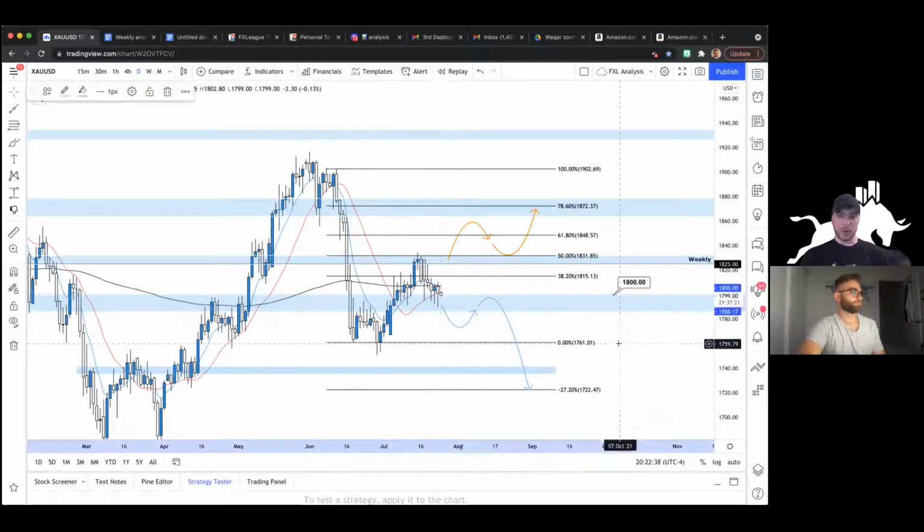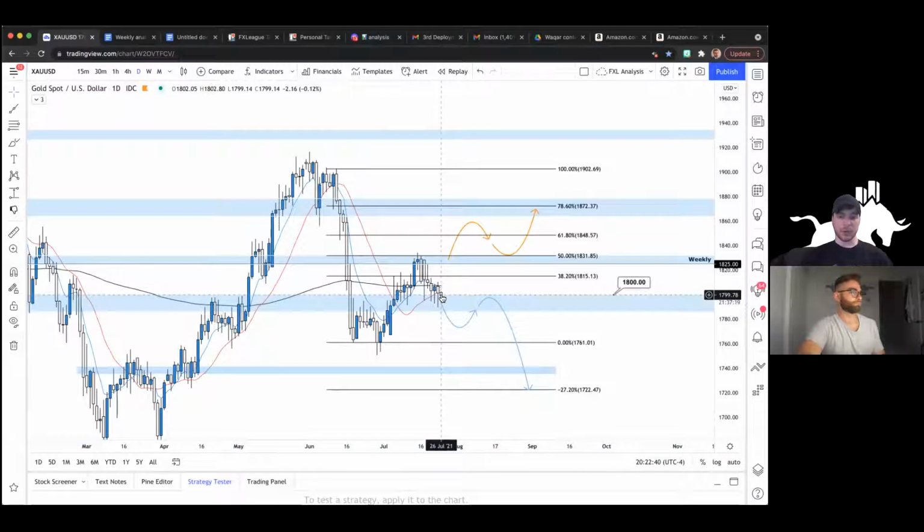So now we're at 1800. We're just going to wait until this either breaks bearishly or breaks bullishly. And we want to confirm that lower high below 1800. And then it shorts all day long. This looks pretty good right now.